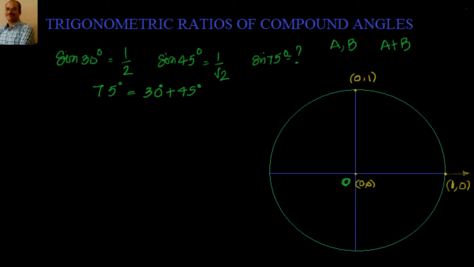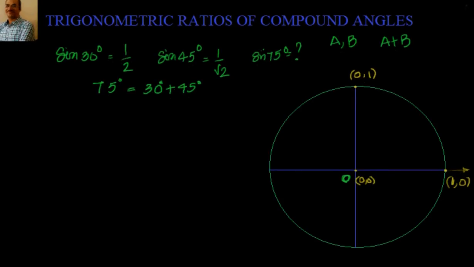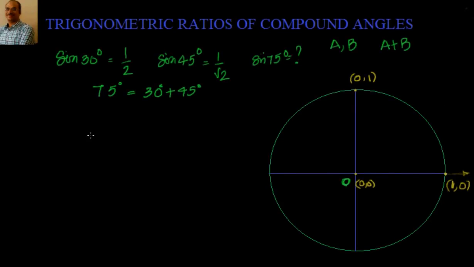To derive the formula, we will first try cos of A plus B. From there onwards we can leverage the same formula and get all the remaining compound trigonometric ratios, that means sine, cosecant, secant, tan and cot of A plus B or A minus B. We will prove this: cos of A plus B is equal to cos A cos B minus sin A sin B. This is what we are going to prove now.